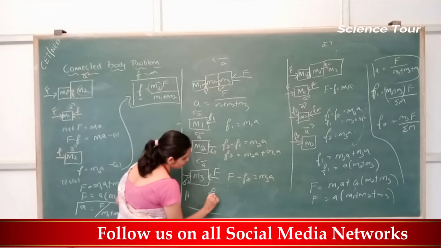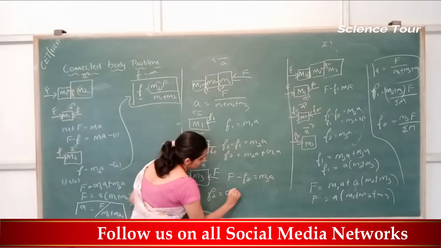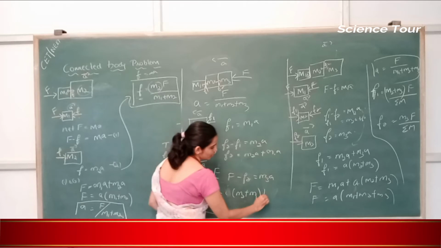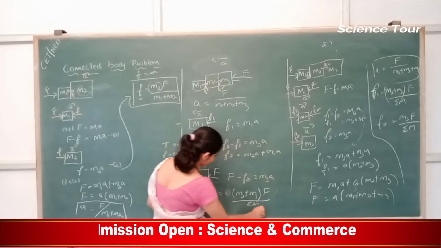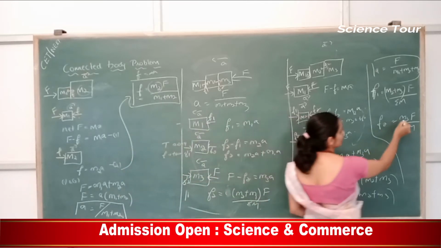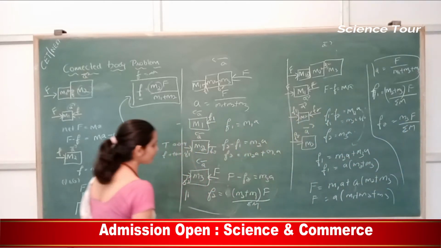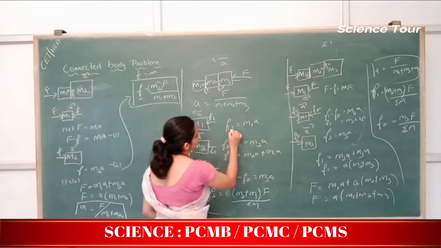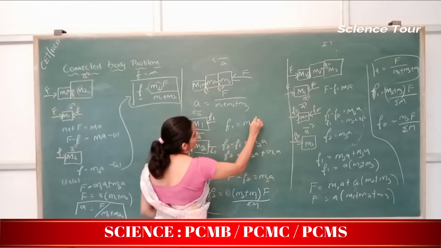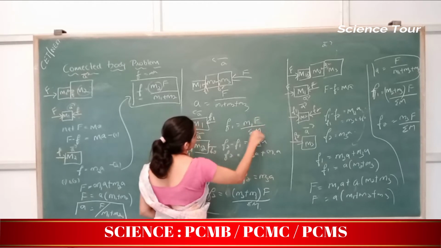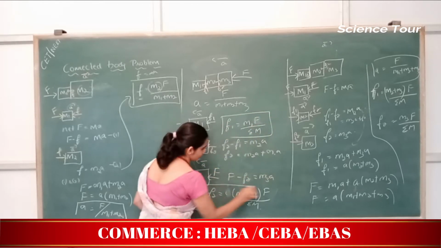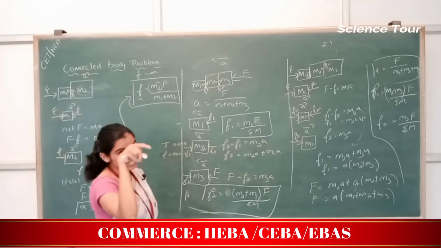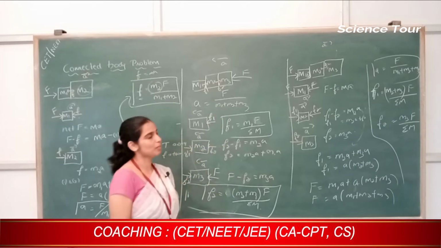We know F2 is equal to a of m2 plus m1. What is a? F divided by summation of m. What was F2 in the previous case? m3 into F by summation of m. Here it is m2 plus m1 times F by summation of m. What is F1? F1 is m1 into a, which is F divided by summation of m. So, if you observe clearly, the acceleration is net force by summation of mass.